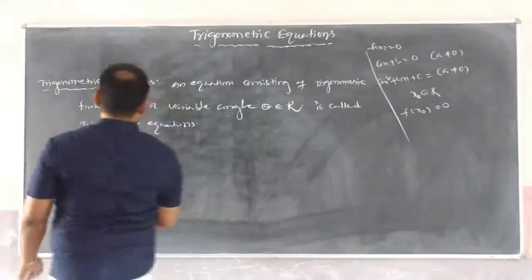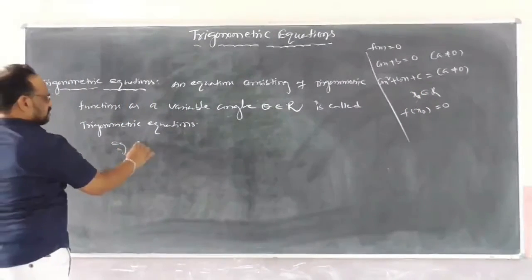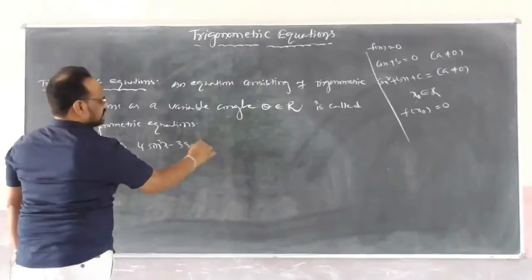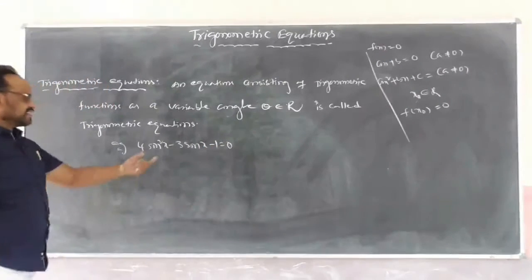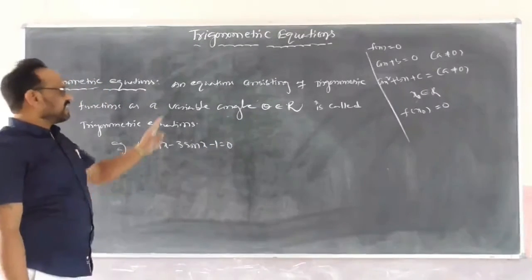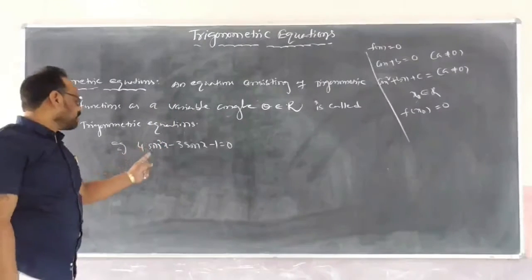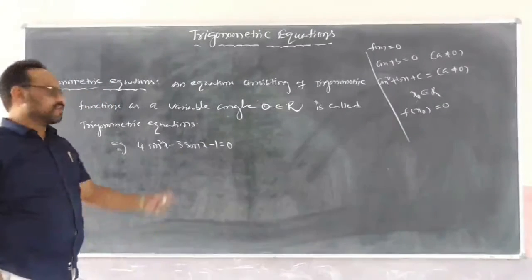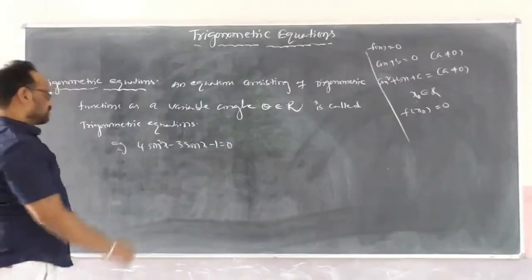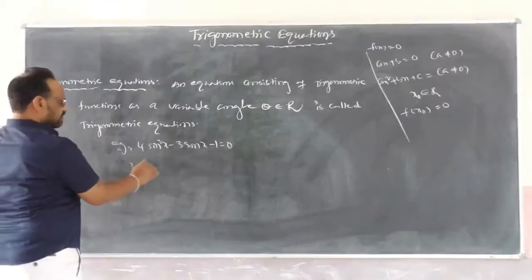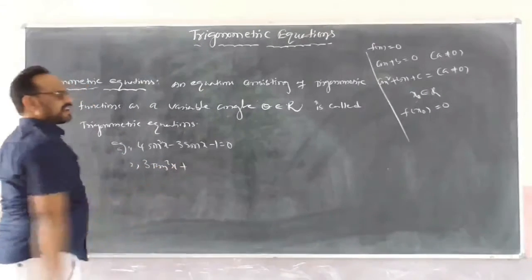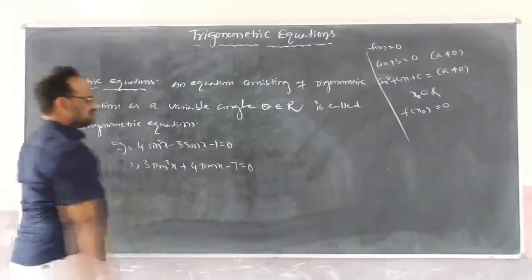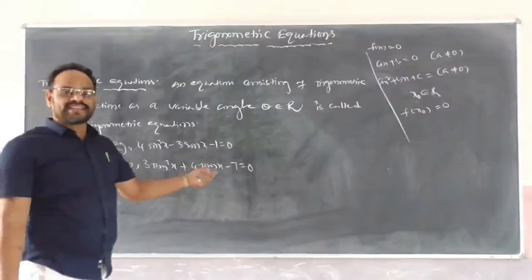For example, 4 sin square x minus 3 sin x minus 1 is equal to 0. This is a trigonometric equation. Observe here, ax square plus bx plus c involves trigonometric functions as a variable. So this is called a trigonometric equation. Or 3 tan square x plus 4 tan x minus 7 is equal to 0.